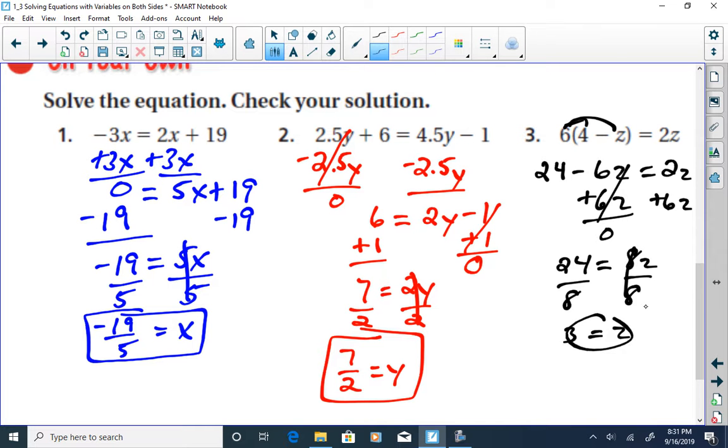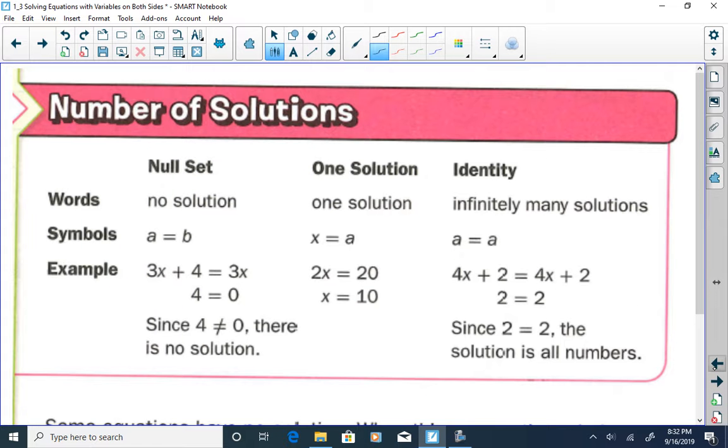Well, 3 is easy enough to check. So let's check that. Let's rewrite that: 3 is equal to z. 4 times 3 is 12... 6 times 1 is 6. 2 times 3 is 6. I do get 6 on the left side of the equation. I get 6 on the right side of the equation. So I know that 3 is the solution for this equation.